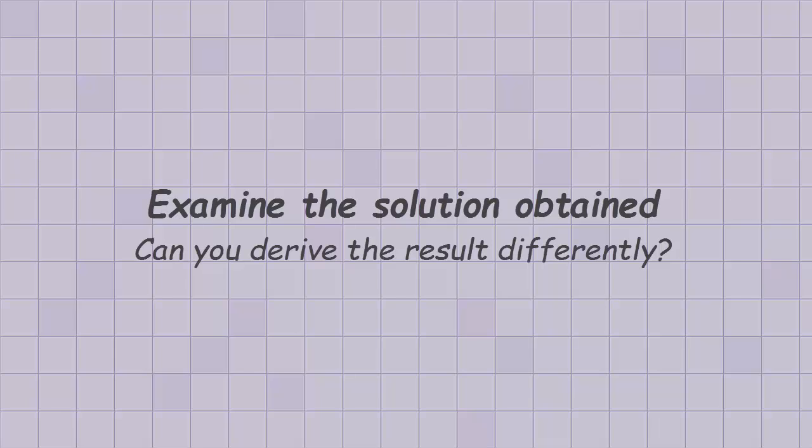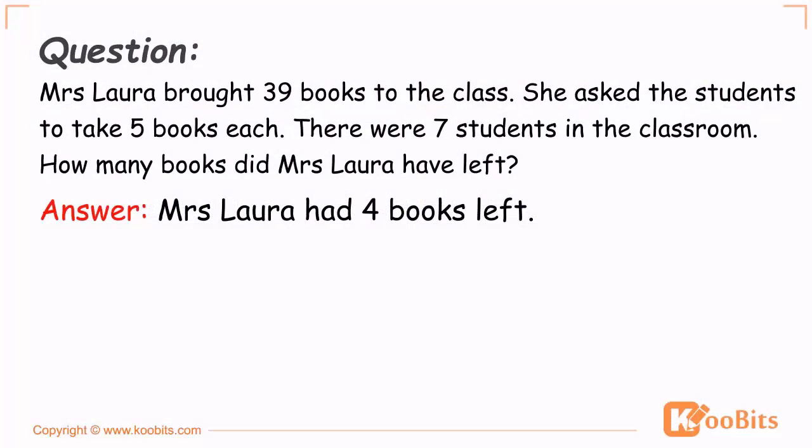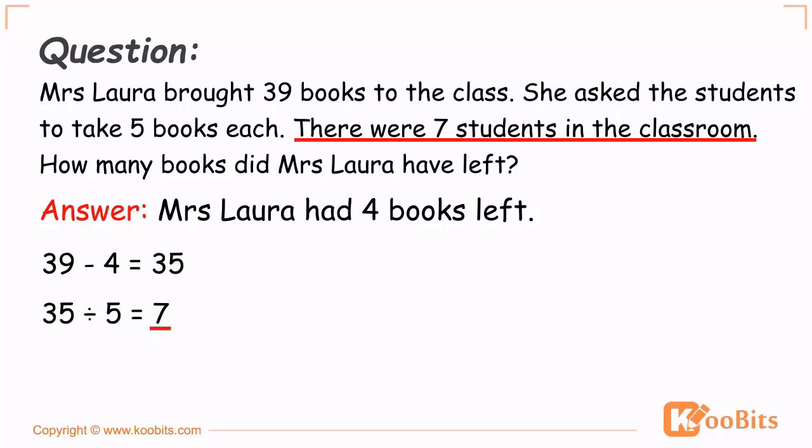Let's work backwards to check our answers and ensure they are correct. From our answer, we know that Mrs. Laura has 4 books left. From the question, we know that she brought 39 books to the class. The number of books taken by the students is thus equal to 39 minus 4 equals 35. Since each pupil took 5 books, the number of students equals 35 divided by 5 equals 7. There were 7 students in the classroom. This is consistent with the value given in the question. Therefore, we know our answer is correct.